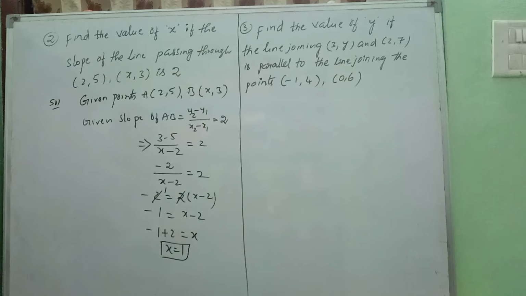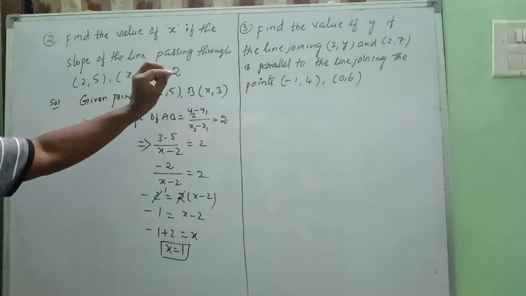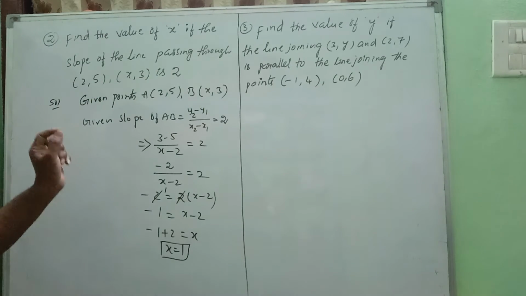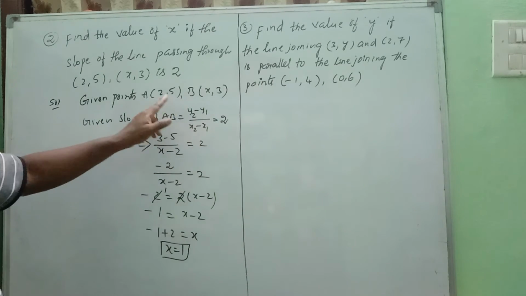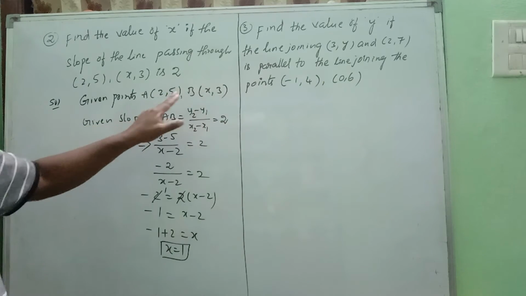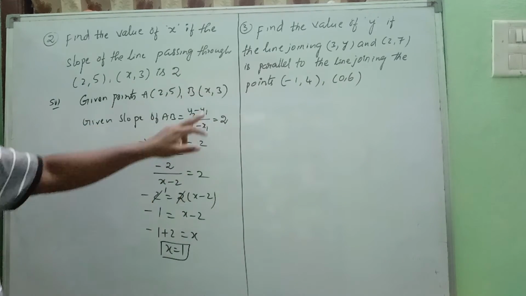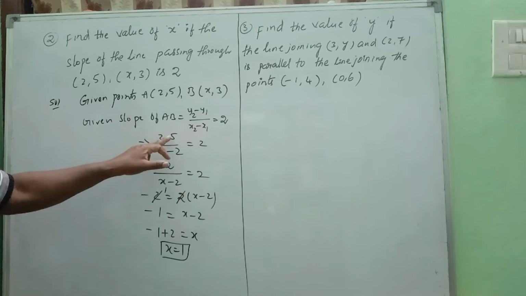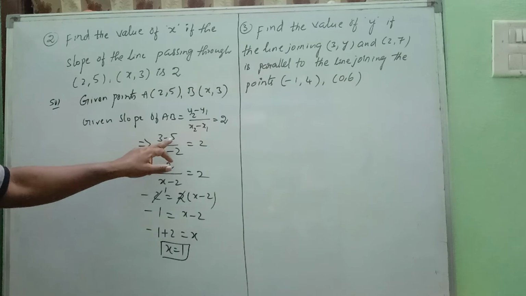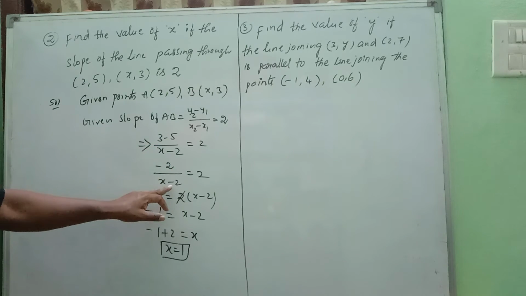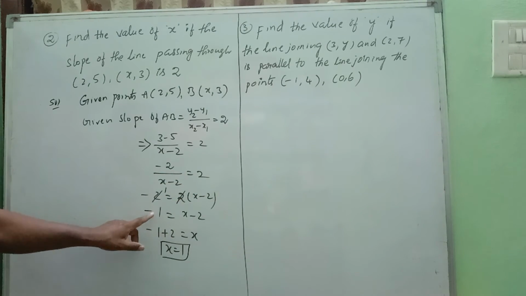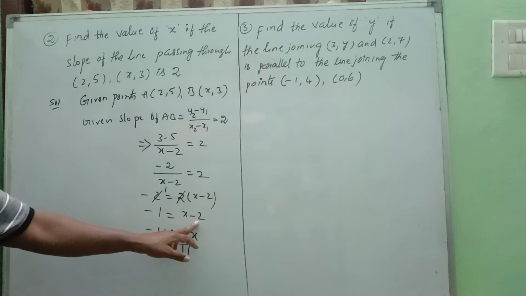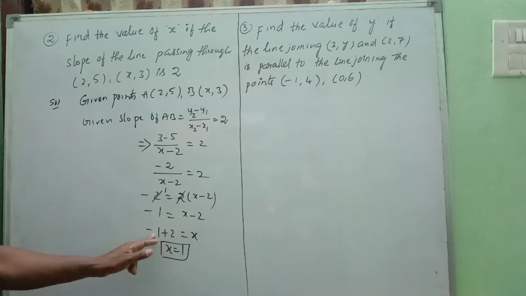Once again, very easy sum. Find the value of x if the slope of the line passing through the points is 2. We have 2 points, so y2 minus y1 by x2 minus x1 is 2. Replace x1, y1, x2, y2: y2 is 3, y1 is 5, so 3 minus 5 by x minus 2. 3 minus 5 is minus 2. Cross multiply, the 2s cancel, minus 1 equal to x minus 2. Bring the minus 2 to the left side as positive: 2 minus 1 equal to 1.